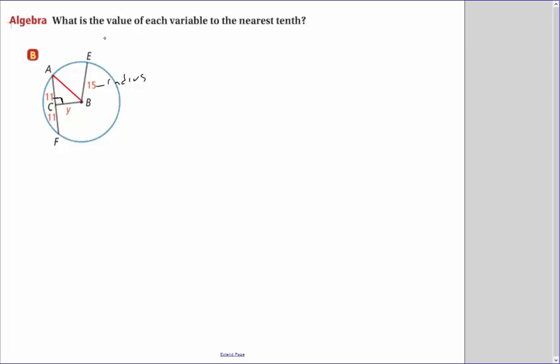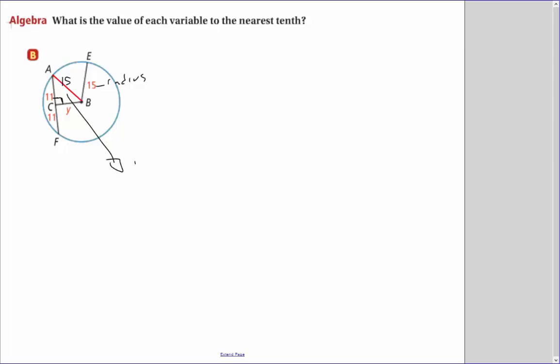And if you move a radius in a circle, the radius will never change length as long as the circle stays the same. So since my circle stayed the same, I just moved my radius. Instead of BE, it's now BA. Well, my radius is 15, so my radius is still 15.